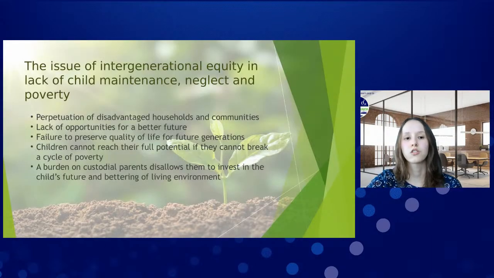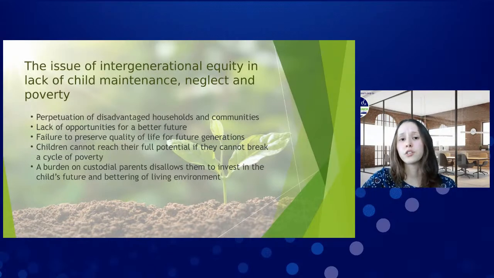So talking about intergenerational equity, it's quite evident how a lack of child maintenance, neglect, and poverty hinders this idea and this goal that we have in an environmental context, because it perpetuates disadvantaged households and communities, causing a vicious cycle where there is a lack of better opportunity for the future, and also it hinders children to reach their full potential, which makes it impossible to break the cycle of poverty.